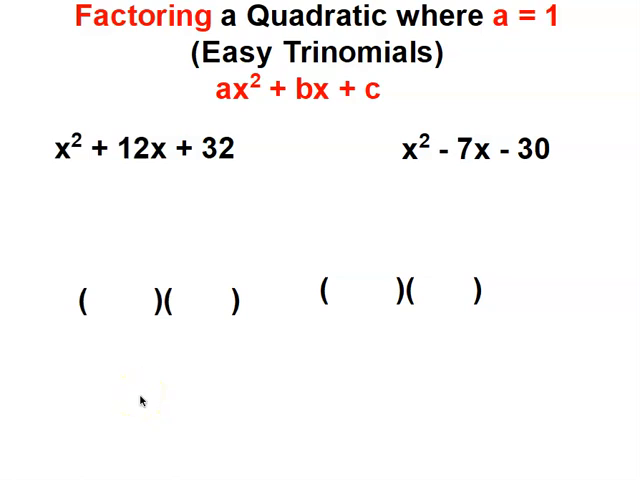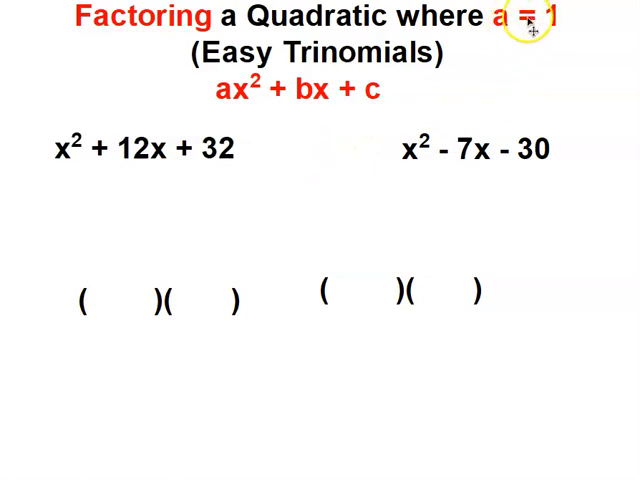This video covers factoring a quadratic when a equals 1. I also just have nicknamed them easy trinomials because these problems are a little bit easier than when a is not a 1. You also don't have to go through so many steps to figure out the answer.